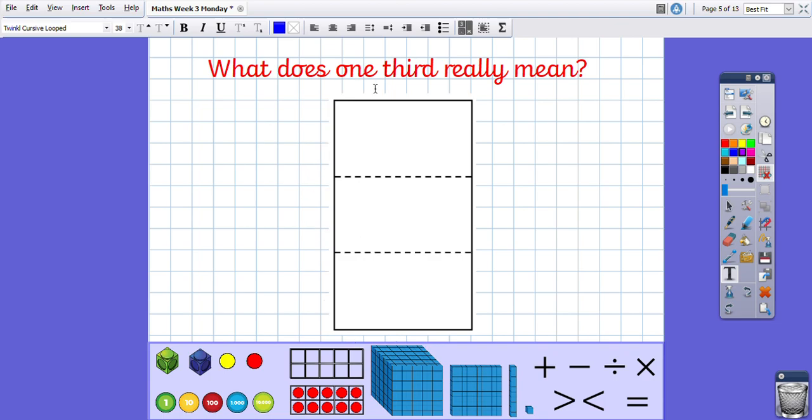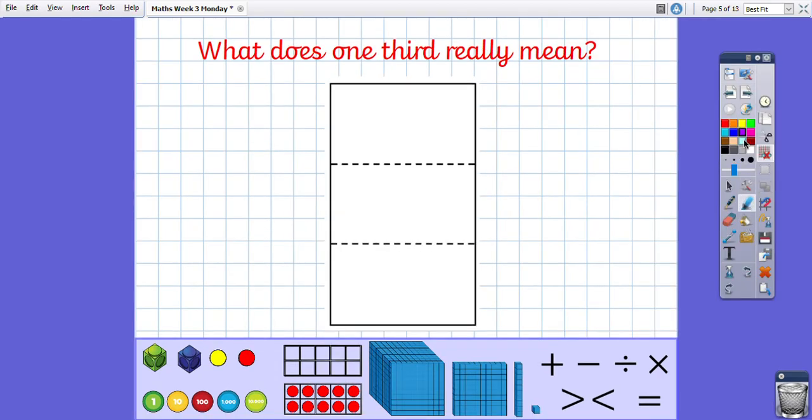What does 1/3 really mean? If I wanted to shade 1/3 of this shape, how many pieces would I have to shade? I would have to shade 1, because it is asking me for 1 out of 3 pieces. Okay, so there's my 1 out of my 3. So I have just shown 1/3.